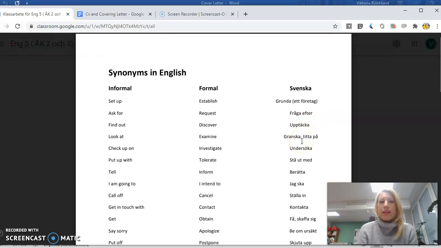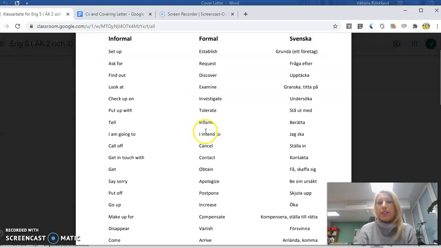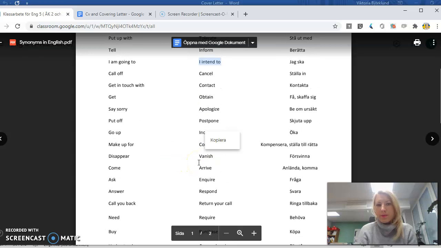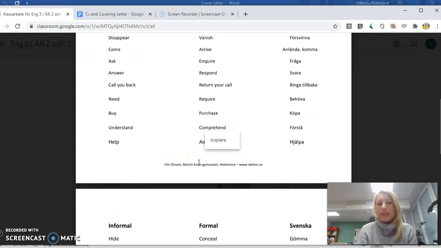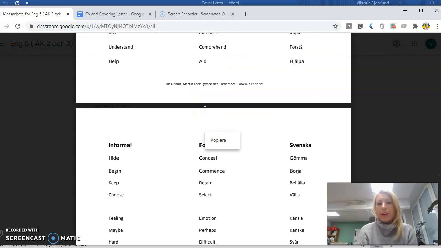So when you write a formal letter, you need to think about the vocabulary that you're using while you're writing. So you need to make sure it's formal. So go through this list and practice the formal words here, the formal vocabulary.